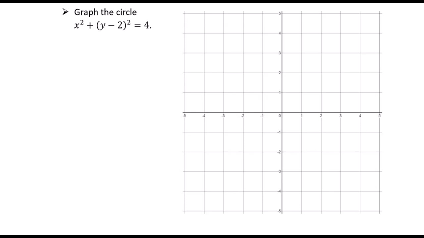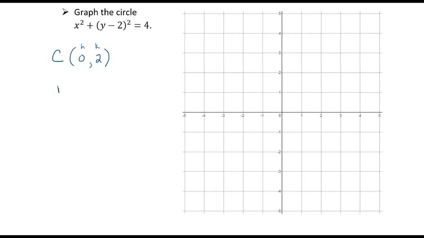Let's graph this circle. Well, we're not asked for the center and radius this time, but I think it's a good idea for us to go ahead and find those. So, what is my h and what is my k? Remember, h is the number you would put in for x that would cause the squared thing to be 0. Well, that's just going to be 0. And k is the value that we would put in for y that would cause this to be 0. That's a 2.